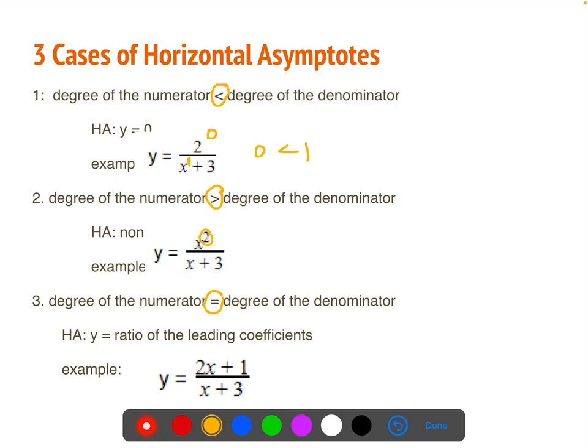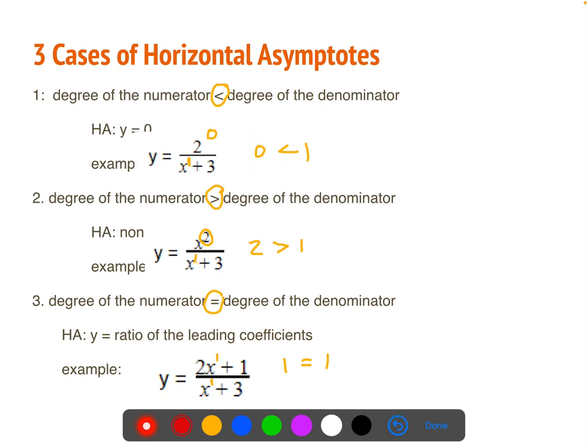There is no x up here, so its degree is 0. This one down here is 1. 0 is less than 1. This one, the exponent is 2, so the degree is 2. Down here it's 1, so 2 is greater than 1. Here the highest exponent is 1 on top and bottom, so that's the equals case.